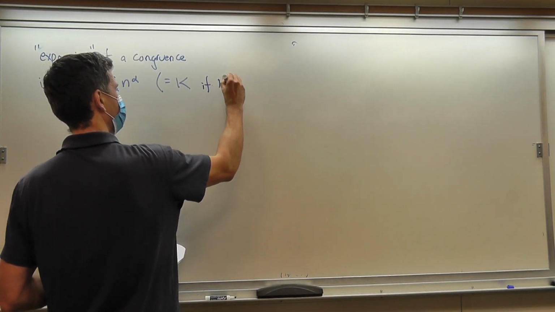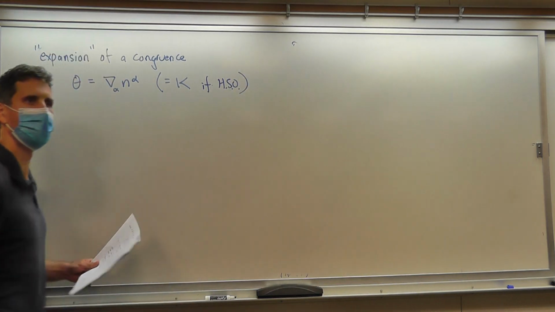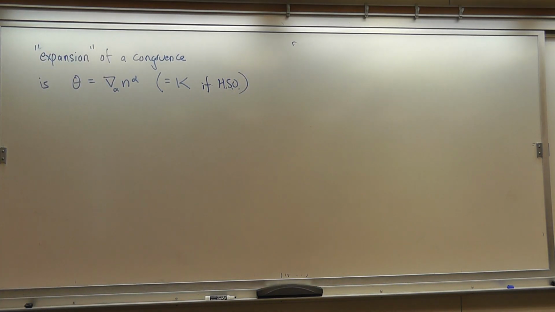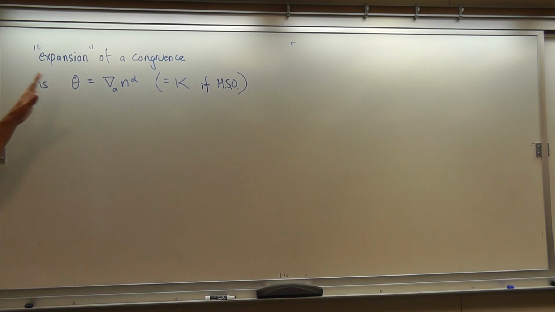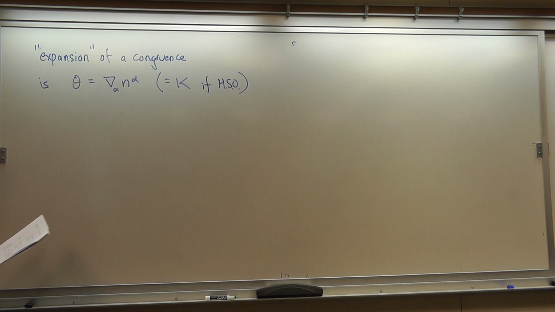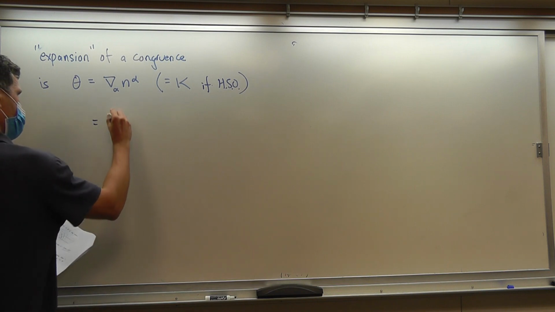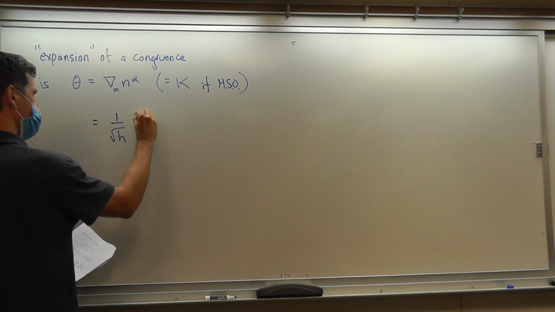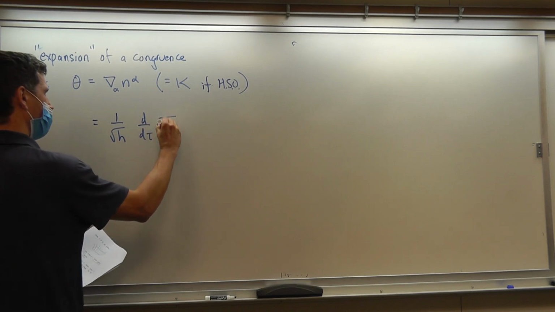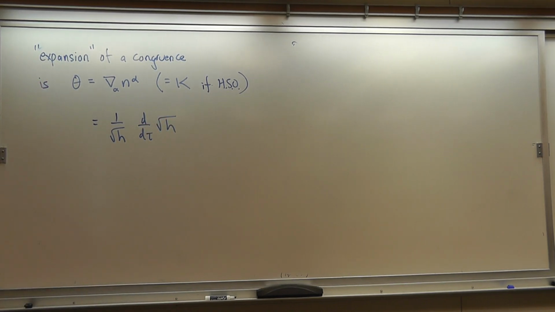if it's hypersurface orthogonal. So in our case, we can think about either of these, but the equations that I'm going to write, people always write in terms of theta and think of it as the expansion, so I'm introducing that different name for it. And recall that we just showed that this is 1 over root h d by d tau of root h. So the expansion is just what it sounds like. It's telling you how fast hypersurfaces are stretching or shrinking as you follow them along geodesics.